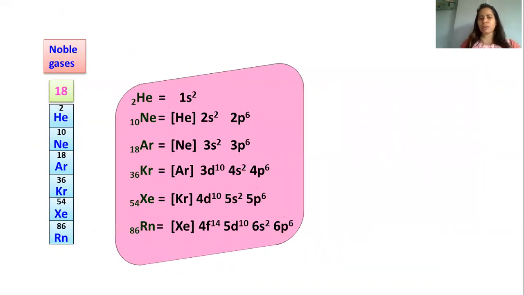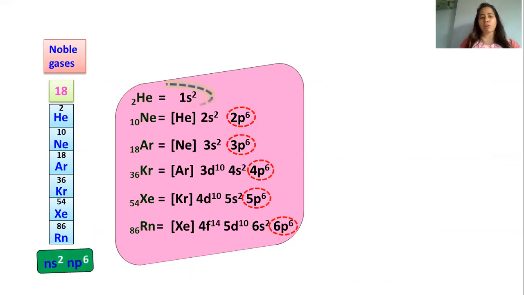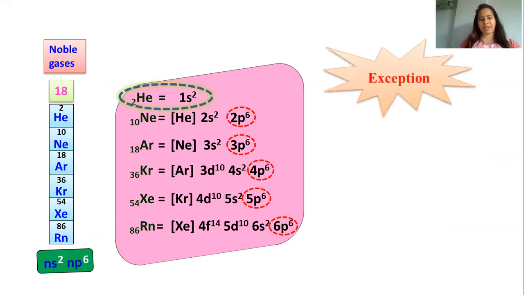If we go to the last group, group 18, noble gases, the electronic configuration is ns2np6, except there's an exception for helium, where the last electrons are not entering into P subshell, but the properties match with the group, and therefore we have placed it in group 18.